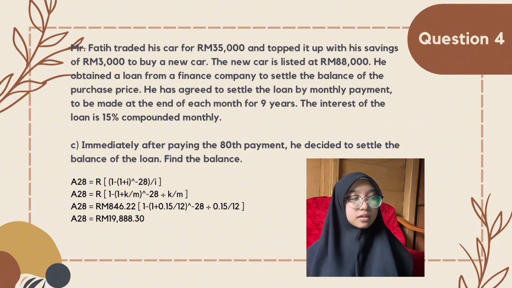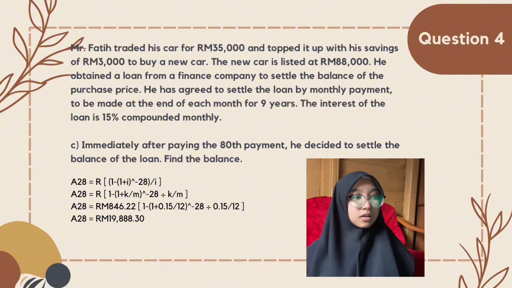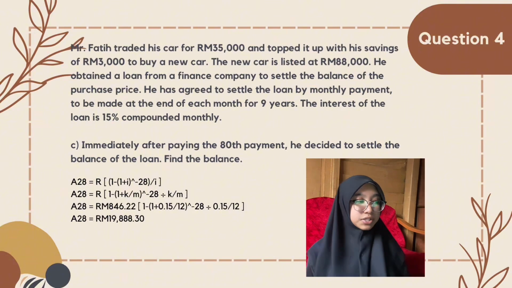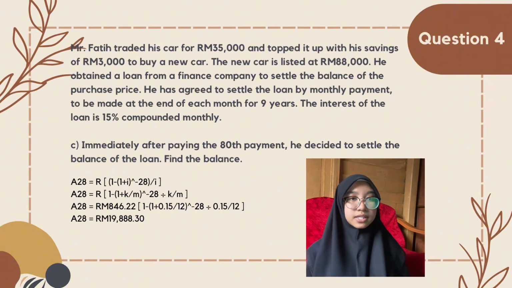To calculate how much is still owed after 80 payments, we use the formula for the remaining balance of the loan. This formula is A_N equals R multiplied by (1 minus (1 plus I) to the power of negative N) divided by I. All that's left to do now is to substitute the values into the formula. R would be 846 ringgit 22 cents. I is the monthly interest, which we get by dividing 0.15 by 12. N is the number of payments remaining we calculated earlier, which is 28. Once we plug these values into the formula and perform the calculations, we find that the remaining balance after 80 payments is 19,888 ringgit 30 cents.